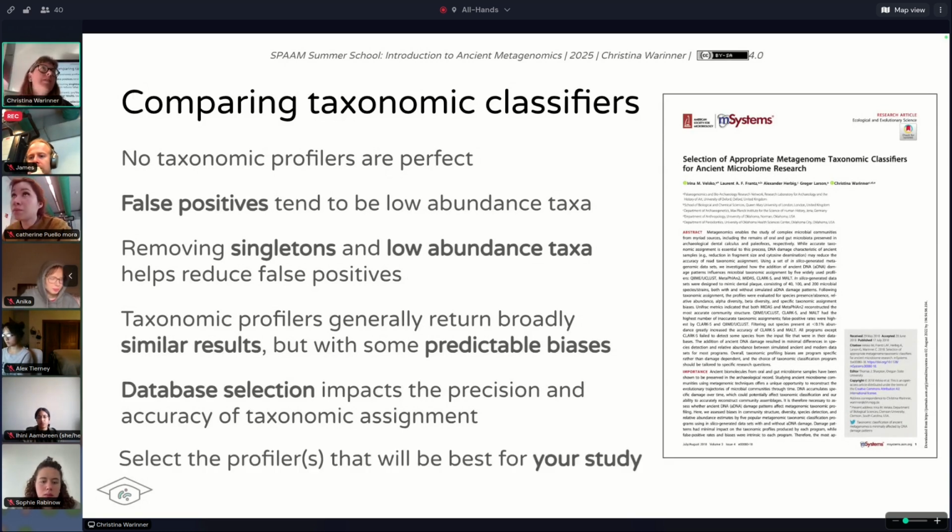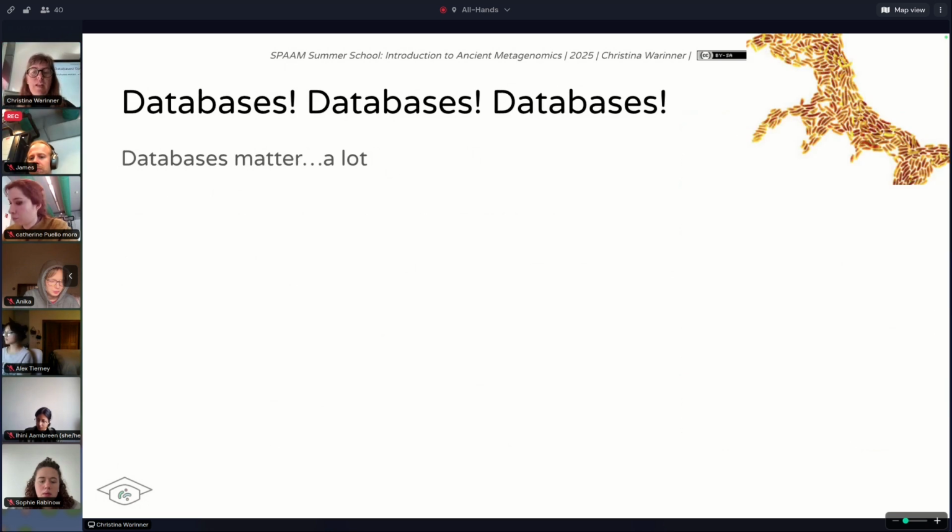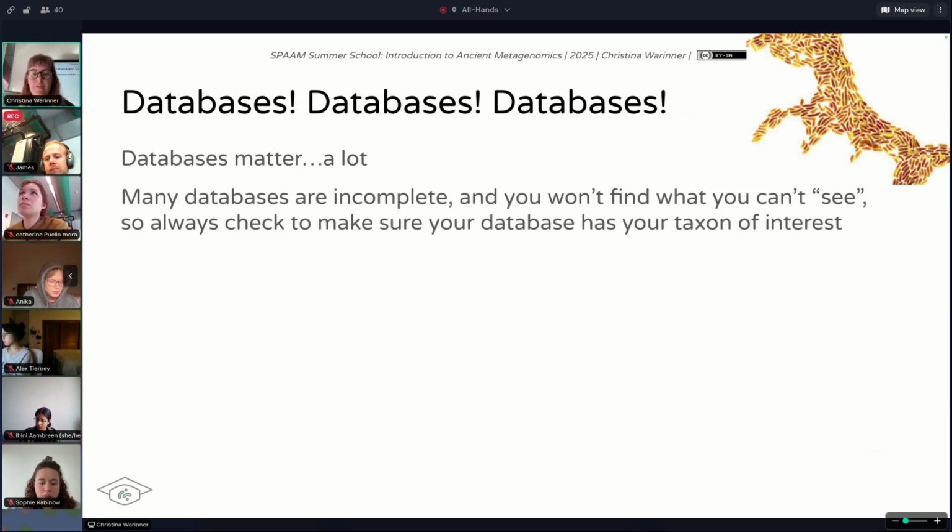So the take-home message here is, which profiler do I use? It really depends on which question you're trying to ask. So what you want to do is select the best profiler for your particular study. The other thing I want to emphasize here is it's not just about the profiling tool. The database you use matters so much.